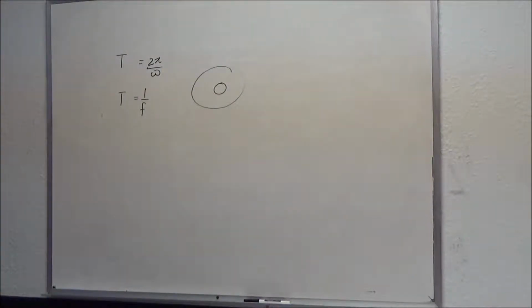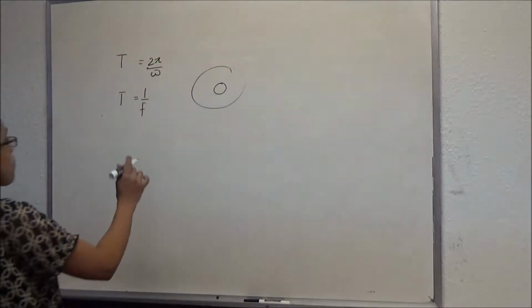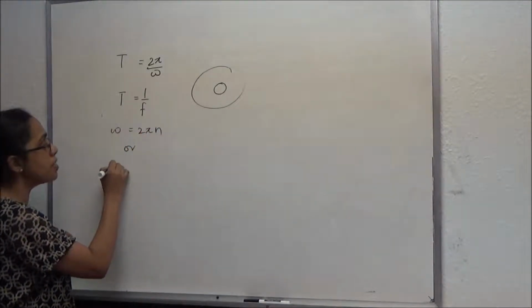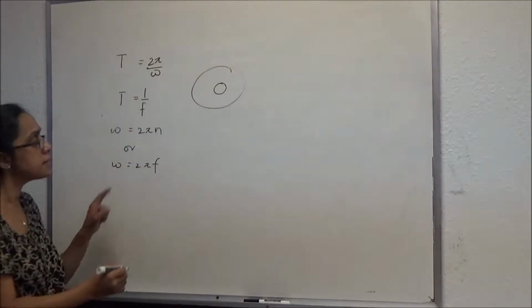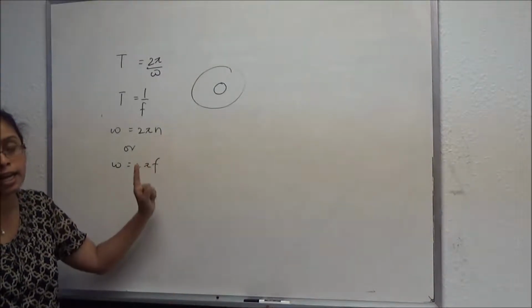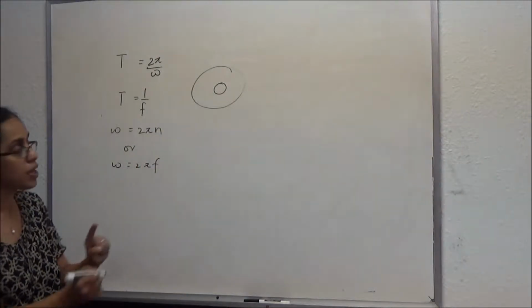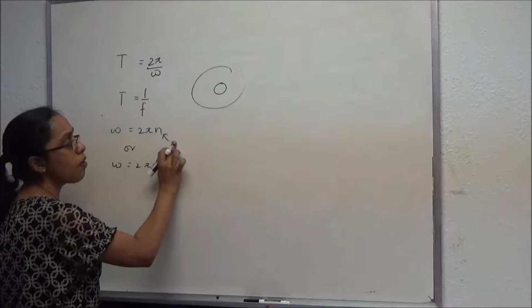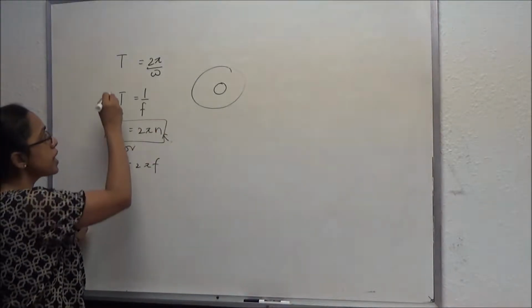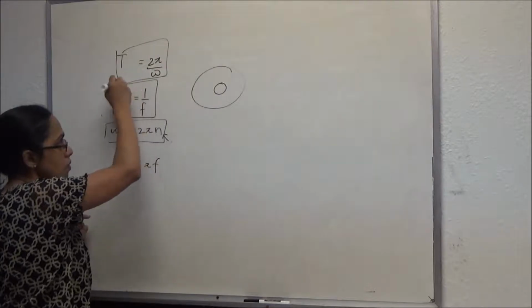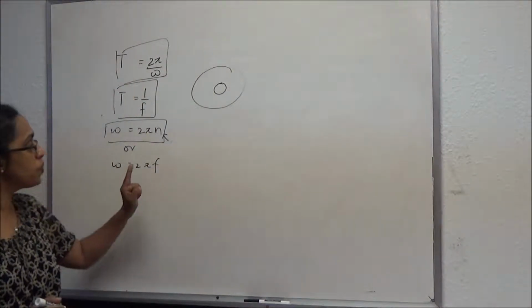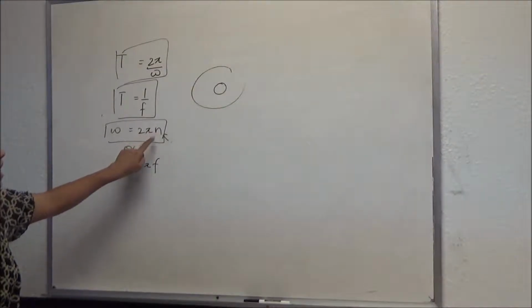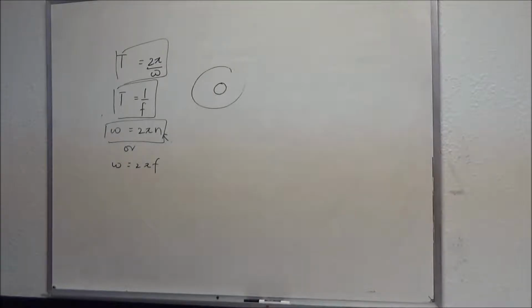And then there is another equation which you can get from this: omega equals 2 pi n, or omega equals 2 pi f. There is a certain reason for me to write n and f. So why don't you write this and block this out, and when we do the first sum, you will understand why I wrote two equations as n and f. Okay, but it's the same.